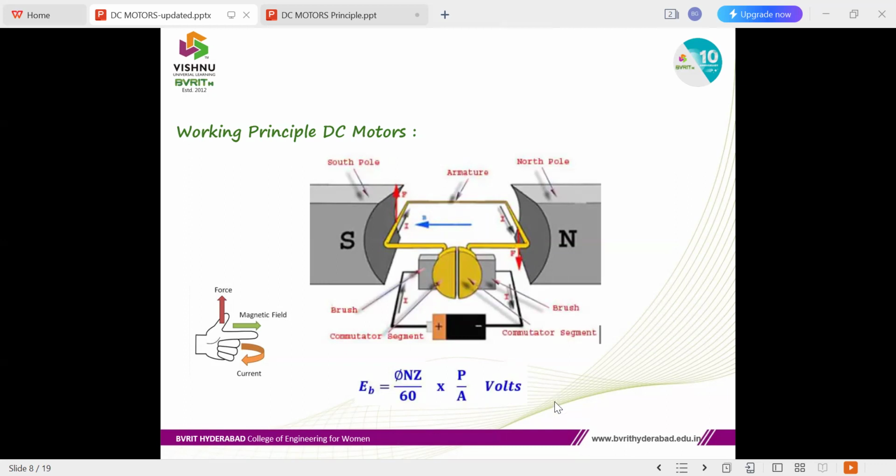The expression of back EMF is given by Eb = (phi N Z / 60) × (P / A), where P is the number of poles, A is the number of parallel paths, phi is the flux per pole in Weber, Z is the total number of armature conductors, and N is the speed of the armature in RPM.